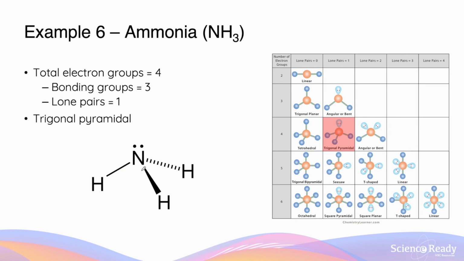In the ammonia molecule, we have a nitrogen atom connected to 3 hydrogens. Since nitrogen is in group 15, it has 5 valence electrons. If it uses 3 electrons to form the 3 covalent bonds, it will have 2 left over as a lone pair. So we have 3 bonding groups and 1 lone pair around the nitrogen atom. In the table, this gives us the shape known as trigonal pyramidal.